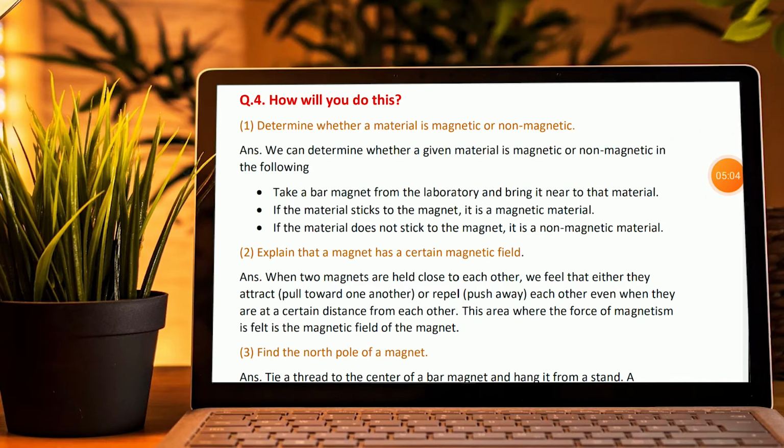Fourth, how will you do this? First, determine whether a material is magnetic or not. Answer: We can determine whether a given material is magnetic or non-magnetic in the following ways. Take a bar magnet from the laboratory and bring it near the material. If the material sticks to the magnet, it is a magnetic material. If the material does not stick to the magnet, it is not a magnetic material.